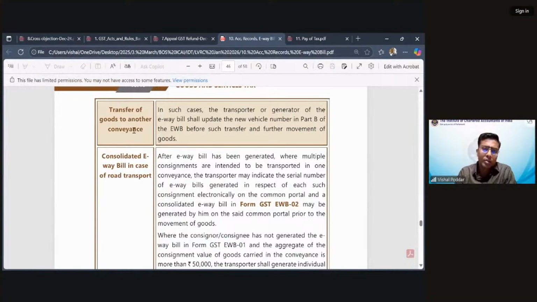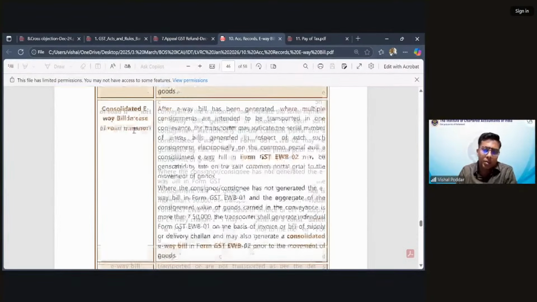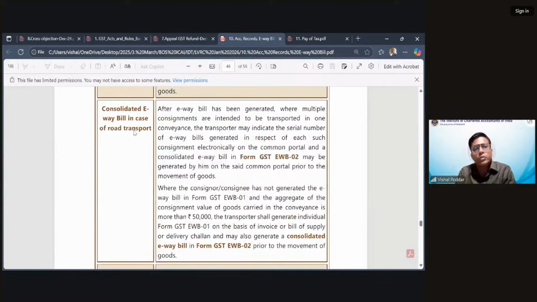Next, transfer of goods to another conveyance. Now, it may happen that while the goods are in movement, the conveyances are changed. This may happen either for completing the transport, because the distance is long and one truck may not be going from one end to the other end, so trucks are changing. Or second, because of some accident or some failure of the vehicle in between the road, you have to change the vehicle. In such cases, the vehicle details which were originally there in Part B have to be amended. This should be done before the goods are transferred from one vehicle to another.